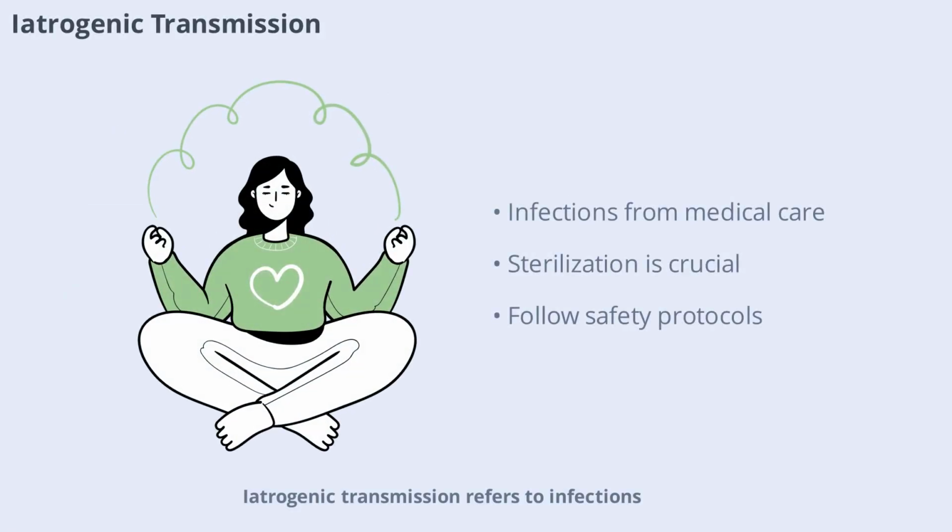Iatrogenic transmission refers to infections caused by medical procedures or treatments. This can happen if instruments aren't properly sterilized or if there's a lapse in infection control. Healthcare providers must follow strict protocols to prevent iatrogenic transmission and protect patients.